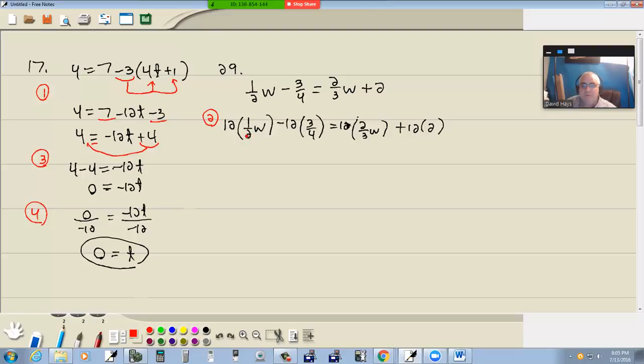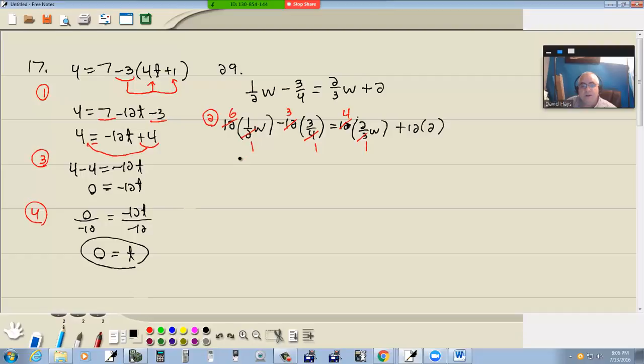Now 2 and 12 are both divisible by 2. 2 divided by 2 is 1. 12 divided by 2 is 6. 4 and 12 are both divisible by 4. 4 divided by 4 is 1. 12 divided by 4 is 3. 3 and 12 are both divisible by 3. 3 divided by 3 is 1. 12 divided by 3 is 4. You notice that all of our denominators have disappeared at this point. If you multiply by the correct LCM, that'll occur.